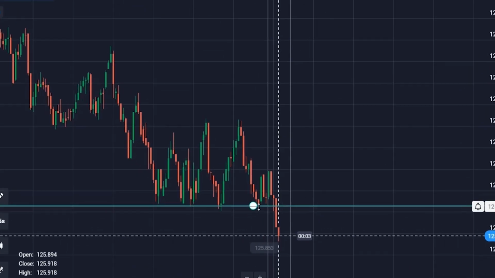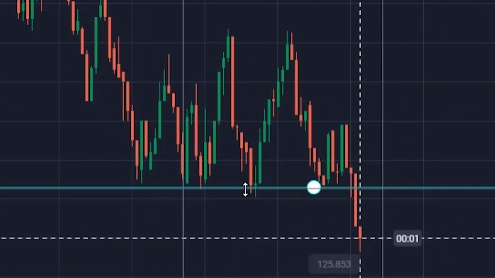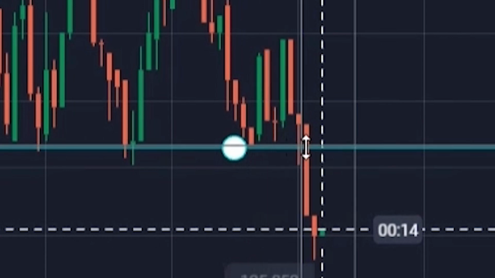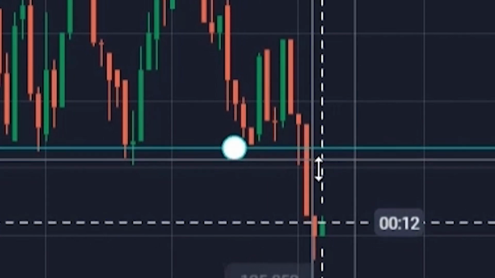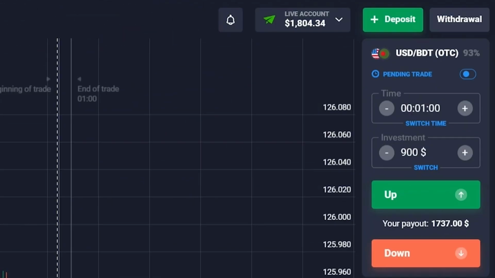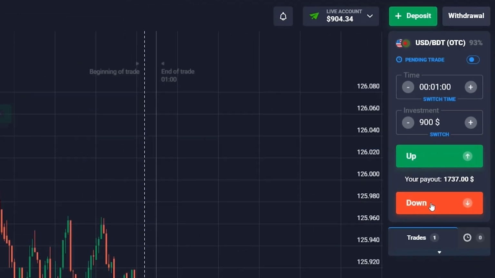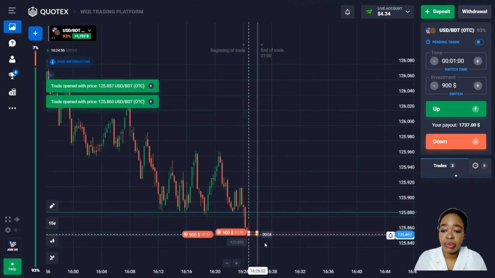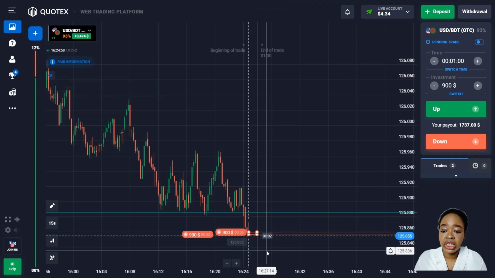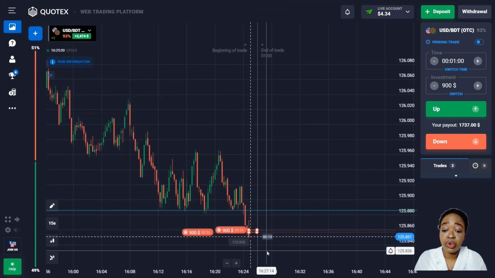So here I can see the support level, and also at the moment there's a breakthrough of the level. The price is confidently moving down. Here I'm going to suggest to open a deal for 1 minute at a decrease according to the current trend, because in the near future I think the price will continue to move down, and you can see the price has an excellent potential for a decrease already.